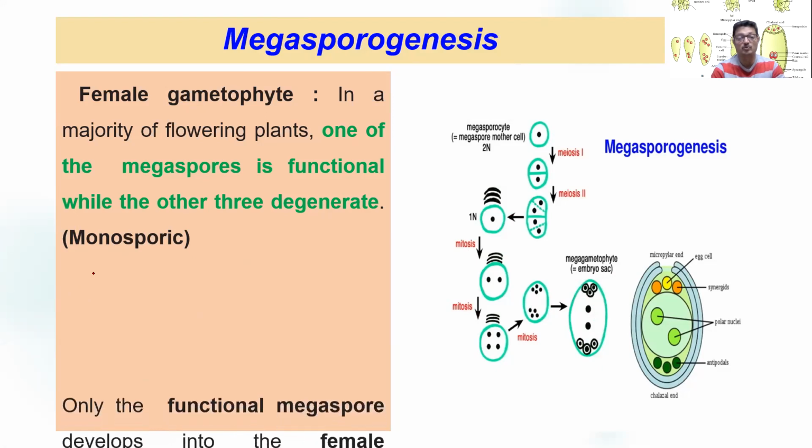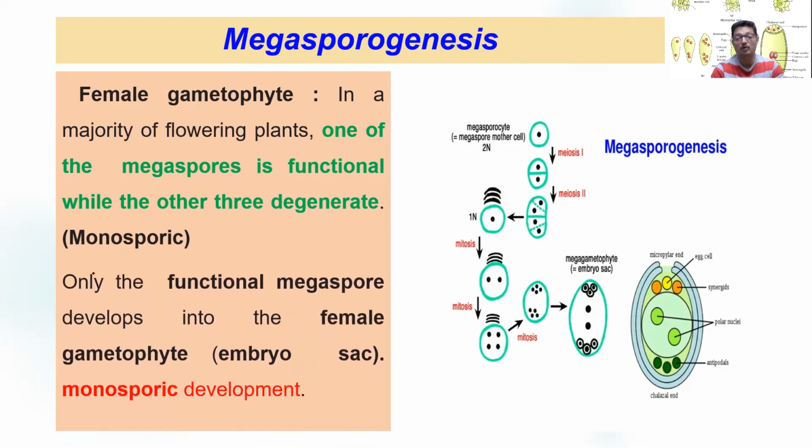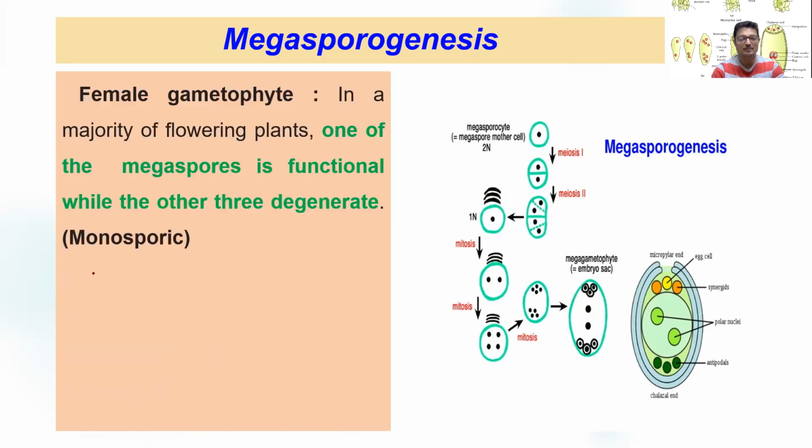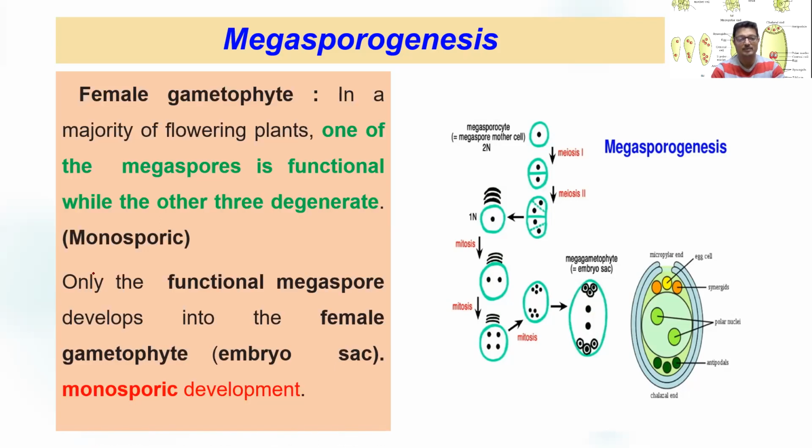So what is called monosporic? Where out of 4 megaspores formed as a result of meiosis, 3 degenerate and 1 remains, grows, and divides mitotically to form the embryo sac. Such development is called monosporic. Very important, generally asked in examination, and you should have a clear-cut understanding of how this monosporic development takes place.